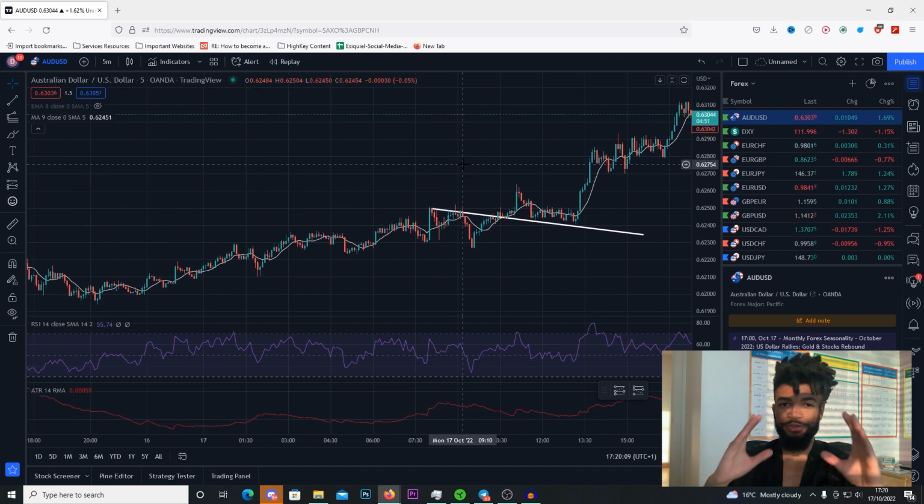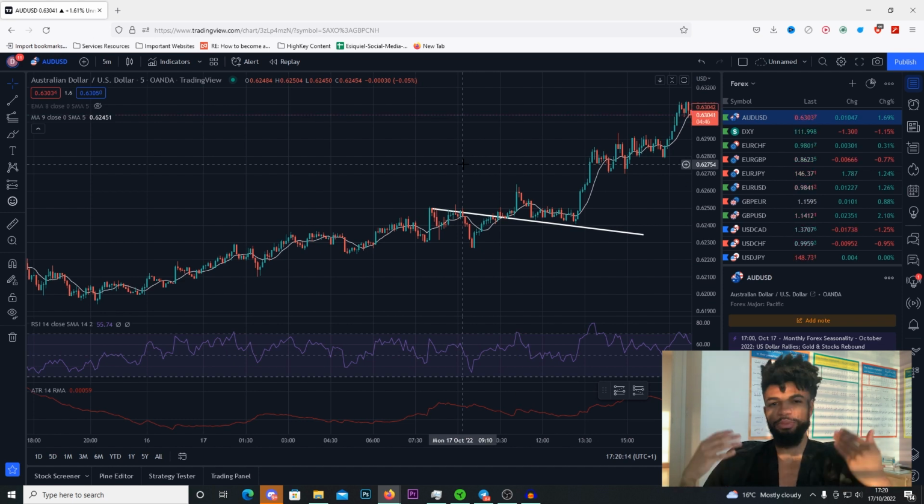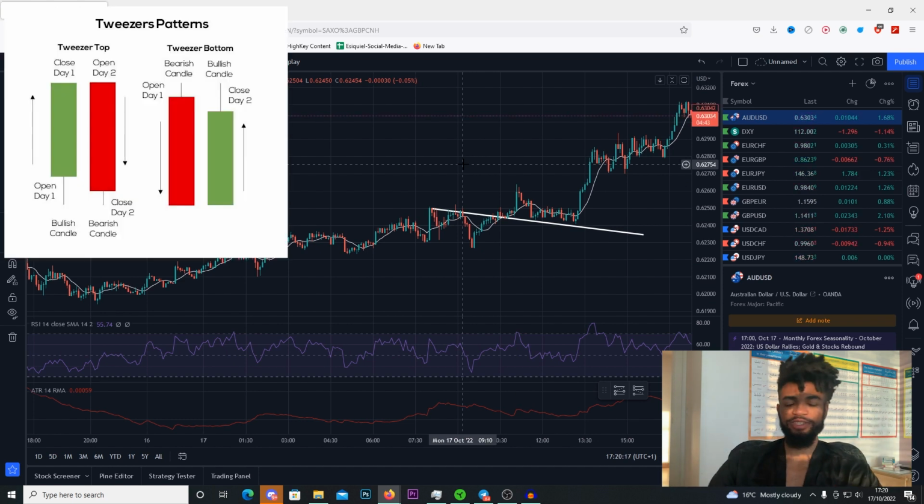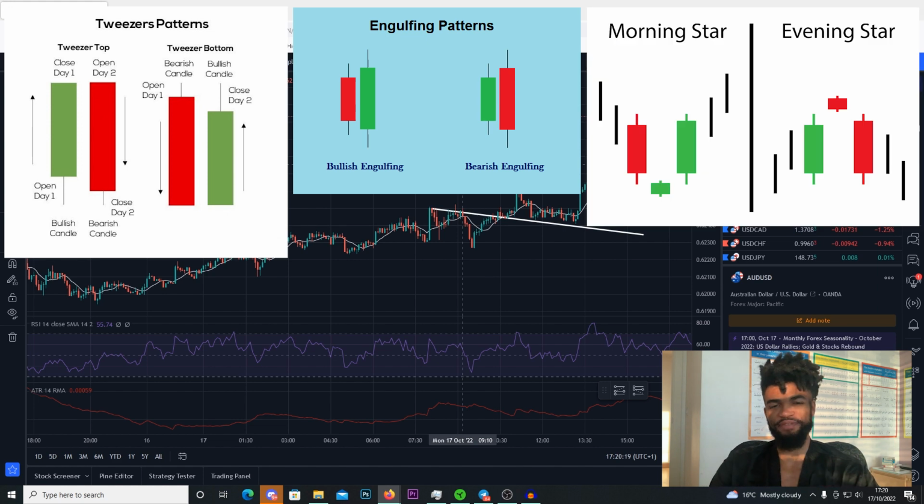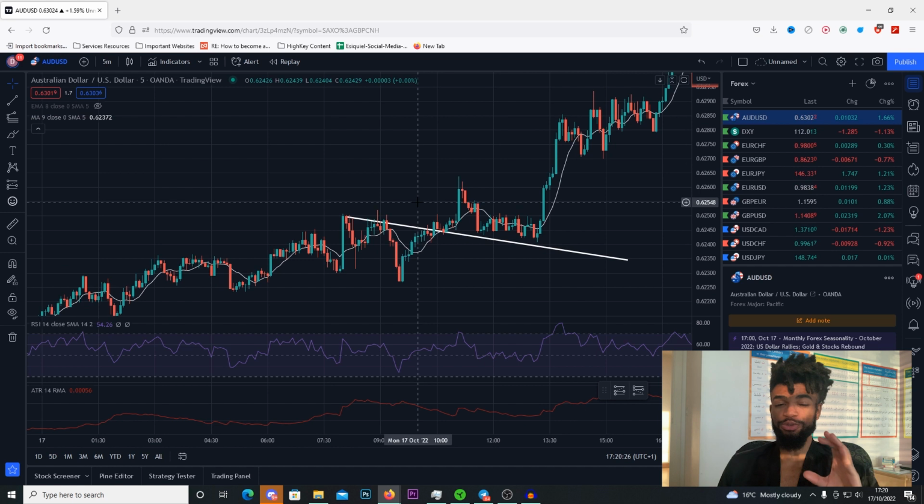So there are a few candlestick confirmations that people like to look out for, but these are my favorites and in my opinion the most powerful. Those are tweezer patterns, engulfing patterns, and morning/evening star patterns, which I'll show on screen right now. You want to watch out for these, and when you see these on that retest, that's when I will be taking my trade. So for example, I'm going to set myself up with a long position.